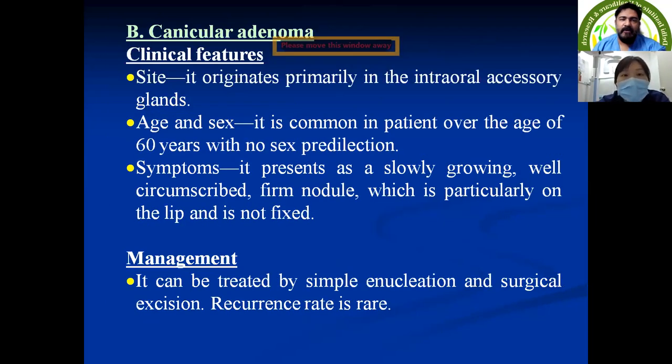Then there is canalicular adenoma. It originates primarily from the intraoral salivary glands. Age and sex: it is common in people over 60 years of age. There is no sex predilection. Then symptoms: it presents as a slow growing, well circumscribed, firm nodule, particularly on the lip. It is not fixed. Management: it can be treated by simple enucleation or surgical excision, and recurrence is rare.